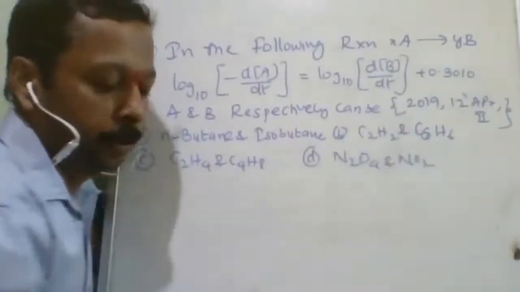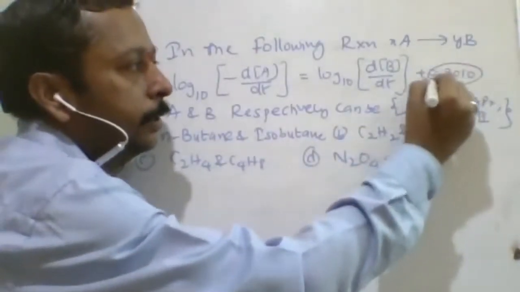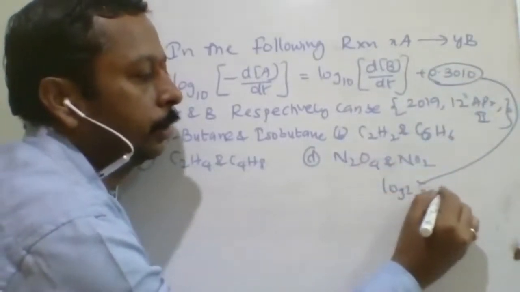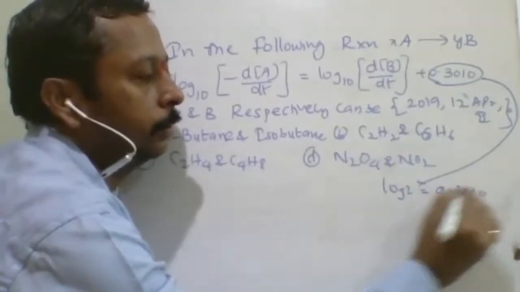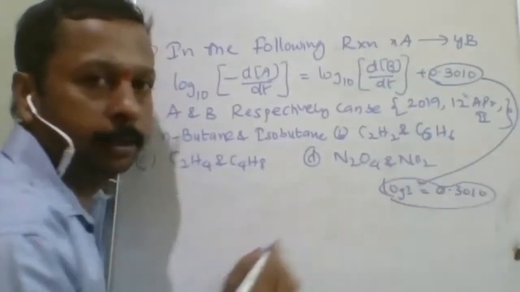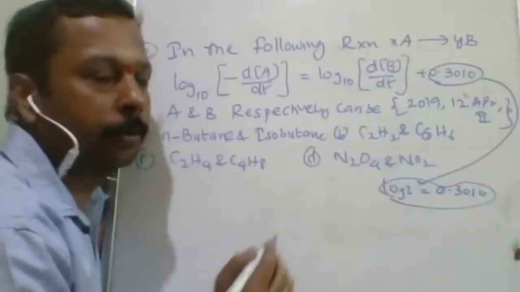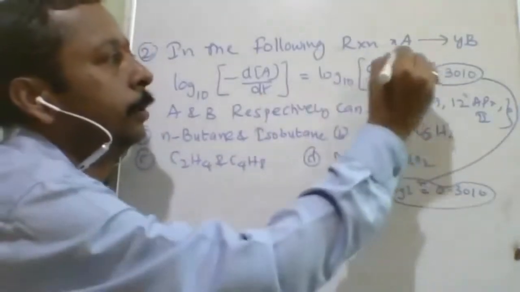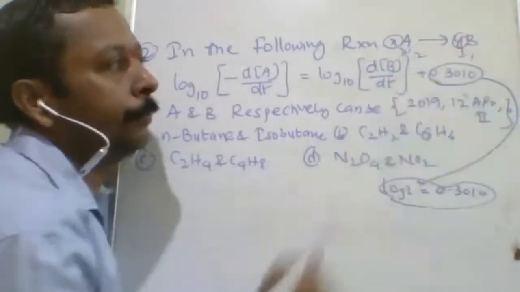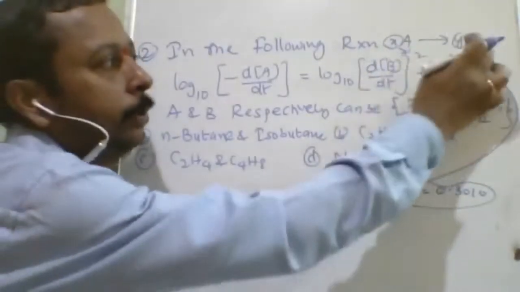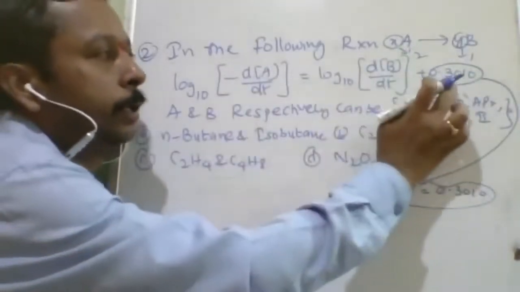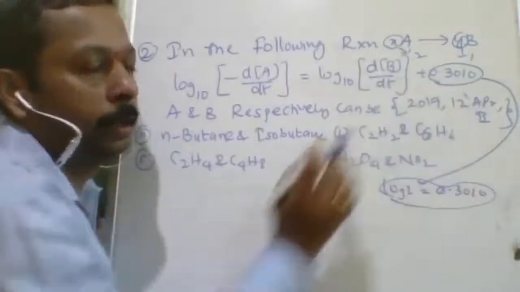So all of you listen now. This is a technique I told you: log 2 is equal to 0.3010. Understood? So if you know this value, then it will be easy for you to solve this question. This is possible when here it is 2 and here it is 1. Because this will be cross multiplied and applying log on both sides, you will get 2 log 2 here.